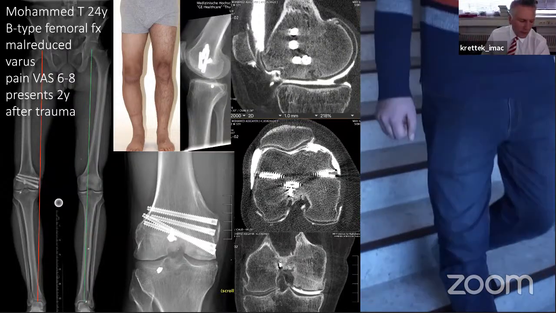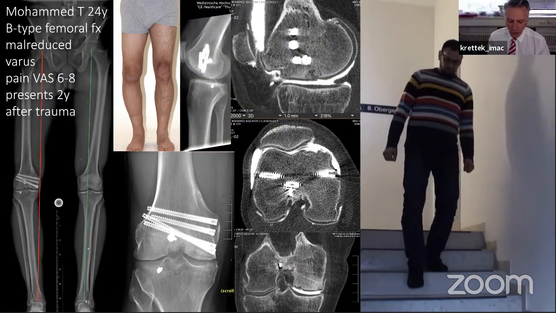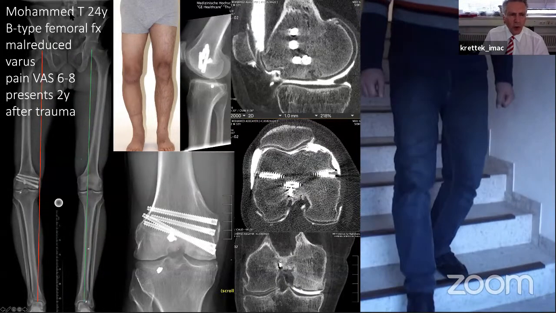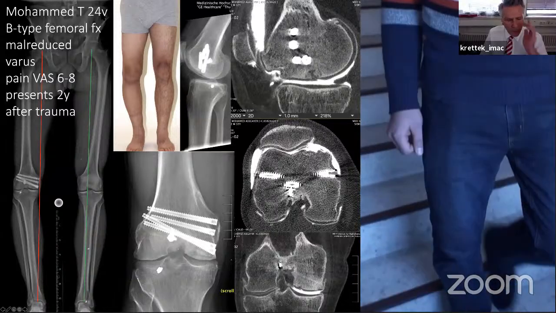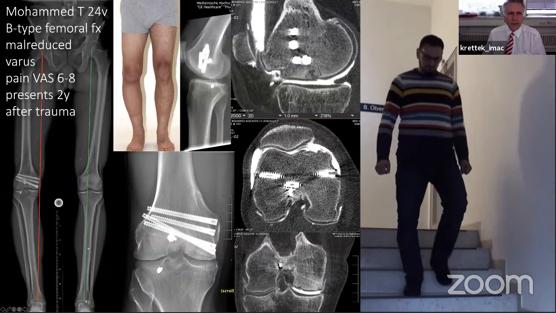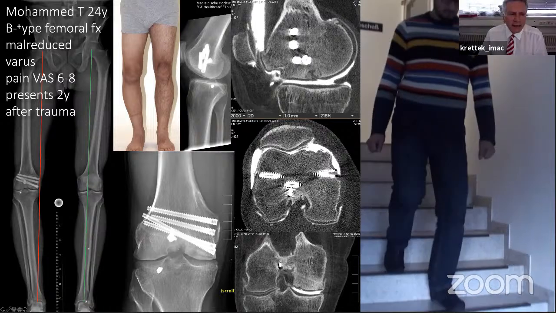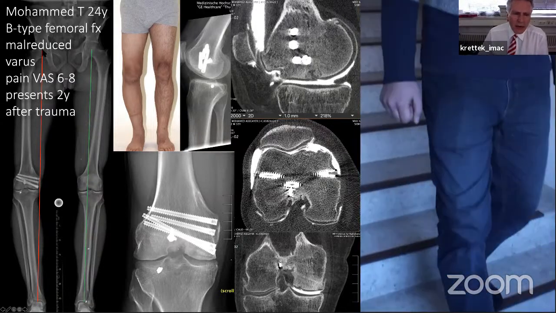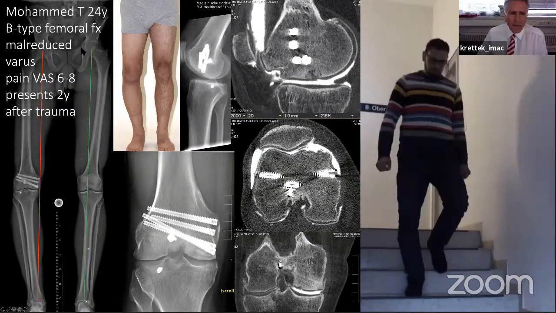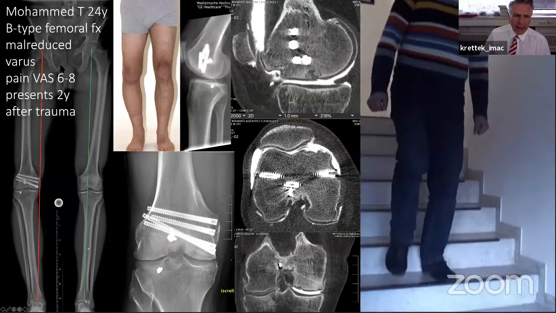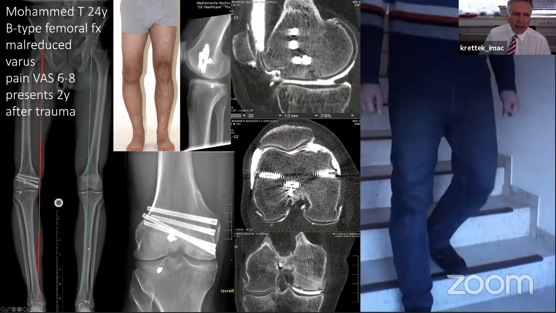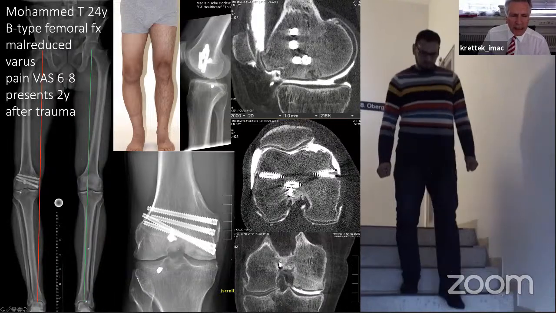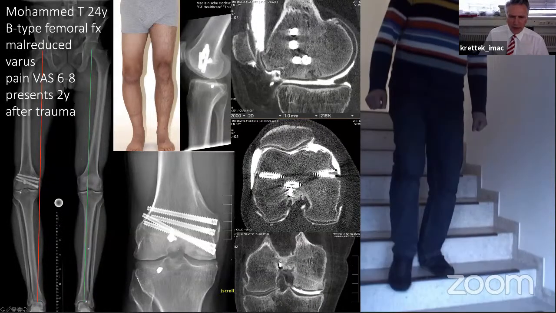Another case, and I would like to share this case with you because it shows very nicely the benefit of 3D prints. This is Mohammed. Mohammed presented first when he was 24 years old, and he had sustained a B-type femoral fracture, which was malreduced in varus in Libya. He reported a pain level between 6 and 8, and this was also healed. He presents 2 years after trauma.